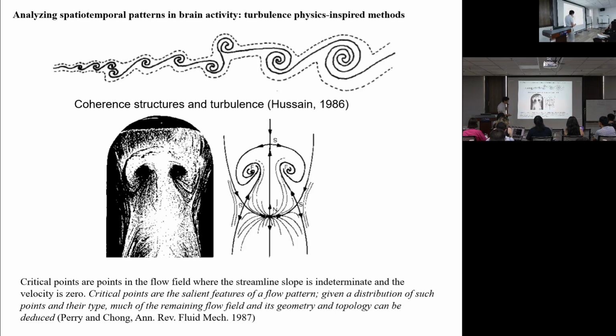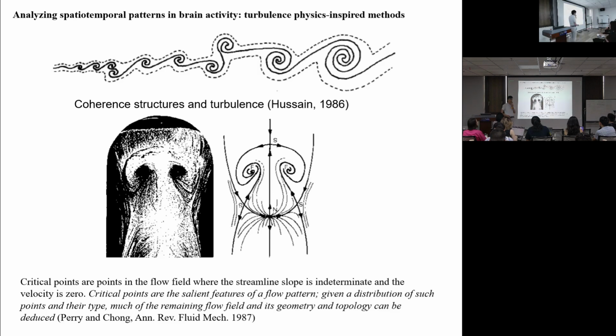Particularly, we borrow the idea about critical points in turbulence. As demonstrated in this paper, critical points are points where the streamline slope is indeterminate and the velocity is zero. In turbulence, this is a real experiment, and these are theoretical methods to detect those coherent structures. The first thing you can do is to have velocity fields.